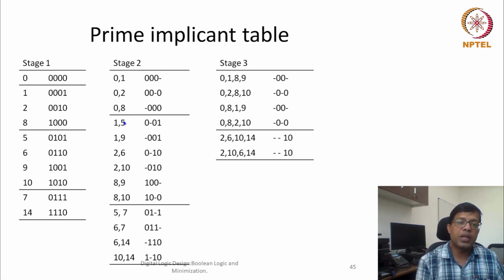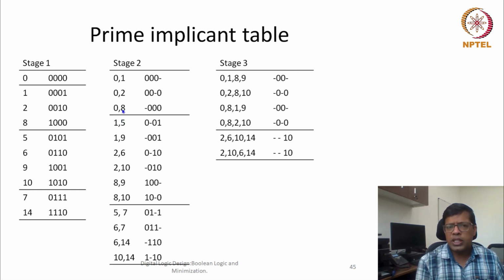Similarly 0 2 would be compared with all of them. If you see, 0 2 can be combined only with 8 10, because dash is appearing at the same place. This variable is present as 0 and 1, the most significant one, so we can write it as dash 0 dash 0. Similarly now 0 8 would be compared with all the pairs present in this group.